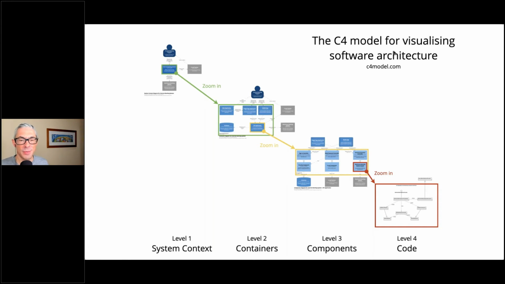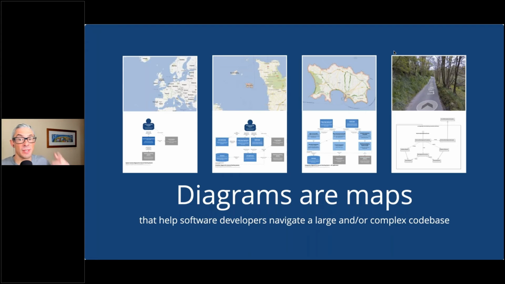Your system context diagram shows you systems and people. You choose a software system box. You zoom into it. You look at containers. You zoom into a container. You look at components. You zoom into a component. You look at code. The concept here is diagrams as maps.